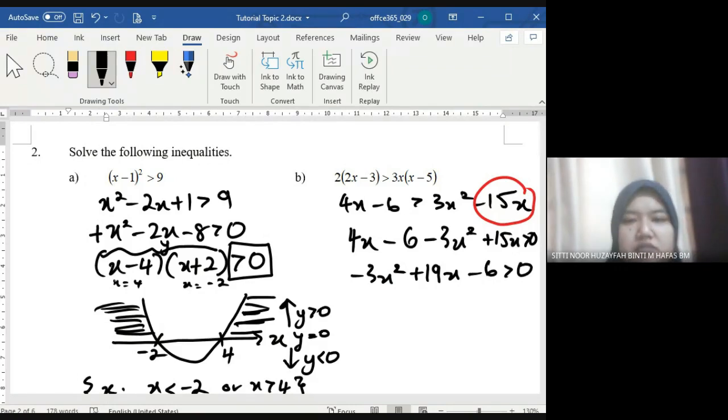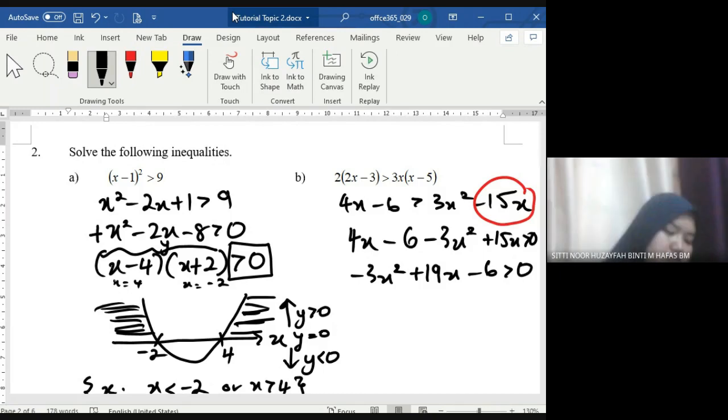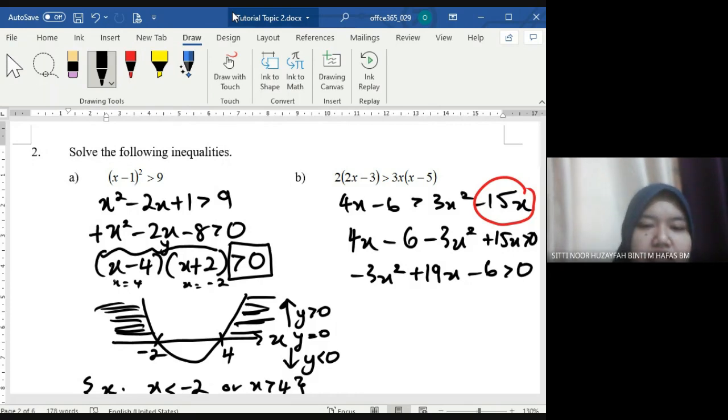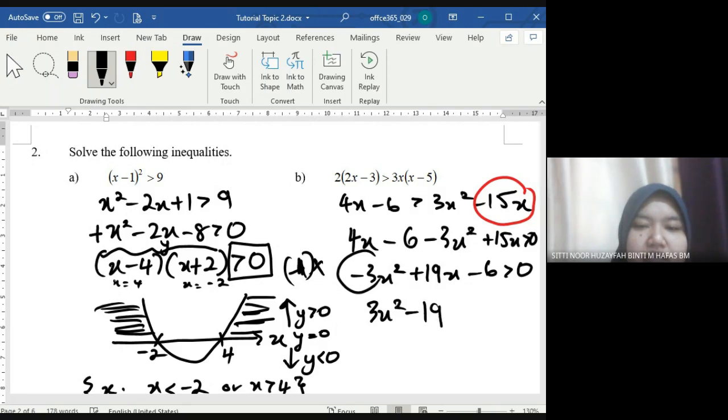Ini betul? Betul. So kita tukar dia, positifkan dia. Kita darab dengan negatif 1. So kita akan dapat 3x kuasa 2 tolak 19x tambah 6 more than 0. Baru kita factorizekan dia guna calculator.